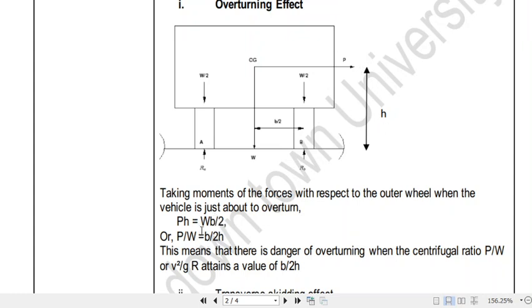Now P into H is resisted by the restoring moment due to the weight of the vehicle W. The weight of the vehicle W is acting downwards. So this is the weight of the vehicle, and the moment is W into the perpendicular distance. Basically, we are taking moments with respect to B. The center to center distance, if the total wheel base is B, then the half distance is B by 2. So your resisting moment due to the weight of the vehicle is W into B by 2.